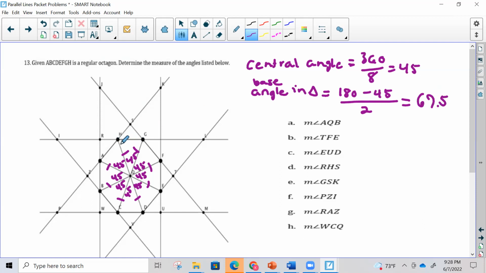So all of these angles are 67.5, and it gets too crowded, so I'm not going to write them all in, but all of these here are 67.5. And we don't have to find all of them, we just have to figure out these. So let's see, do we know AQB? A, Q, B is this middle one, so that's 45 degrees.